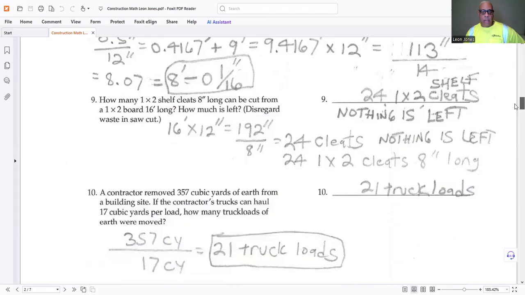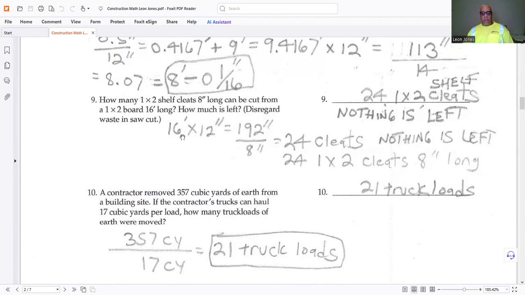Number 9: how many 1x2 shelf cleats 8 inches long can be cut from a 1x2 board 16 feet long, and how much is left? You've got to disregard waste and the saw cut. So what I did, I took 16 feet times 12 inches. I got 192 inches divided by 8 inches, which gives me 24 cleats. Nothing is left. So I have 24 1x2 cleats that are 8 inches long.